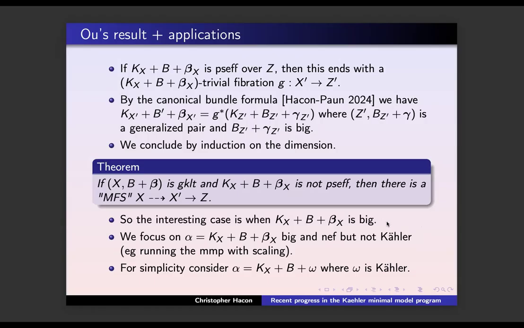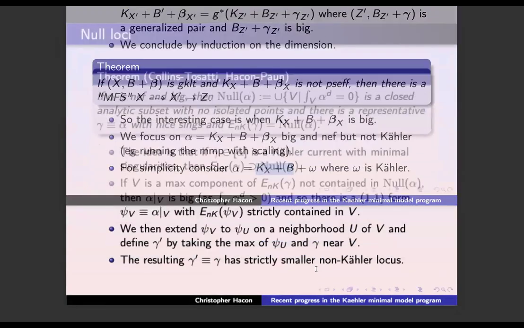Otherwise we can use the maximal rationally connected fibration to start some induction on the dimension. So I'm going to mostly focus on that case. In fact, typically you can reduce this to the setting where, instead of considering this sort of intimidating generalized pair, you can think about a KLT pair, Kx plus B, plus a Kähler form, omega.